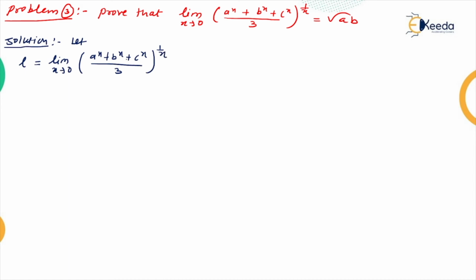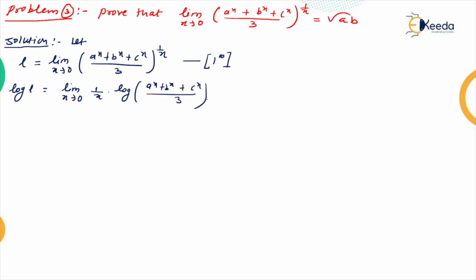So clearly this is of the form 1 raised to infinity. Therefore I am taking log on both sides. So log L is equal to the limit as x tends to 0. We can write this power as multiplication: (1 by x) into log of (a^x + b^x + c^x divided by 3). I hope you understand this step.